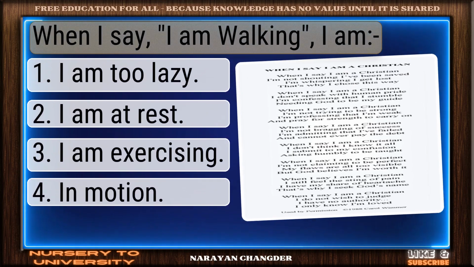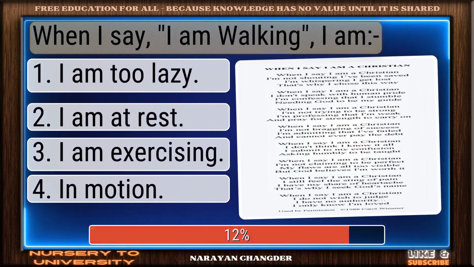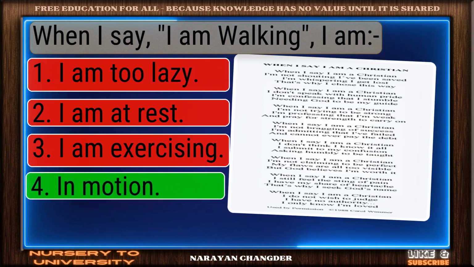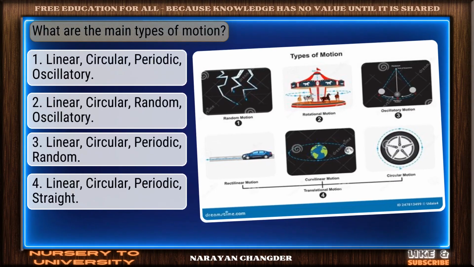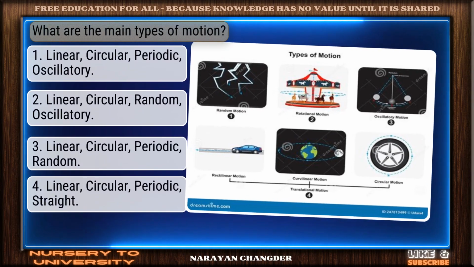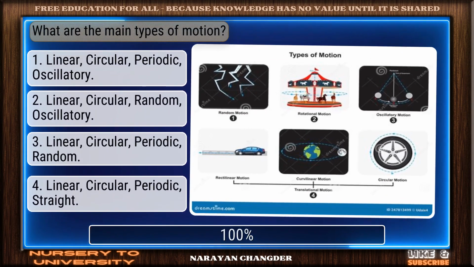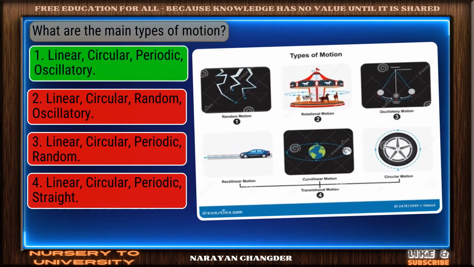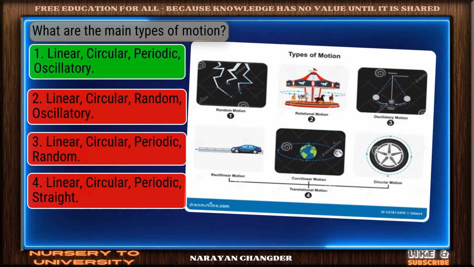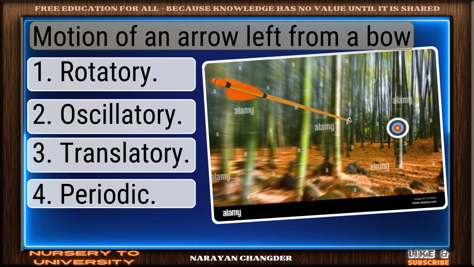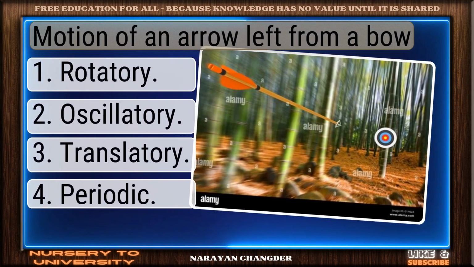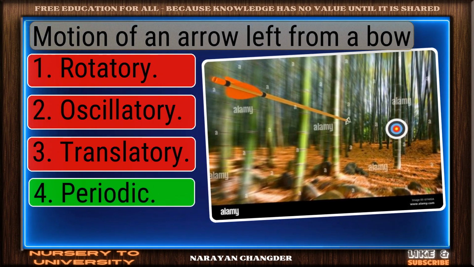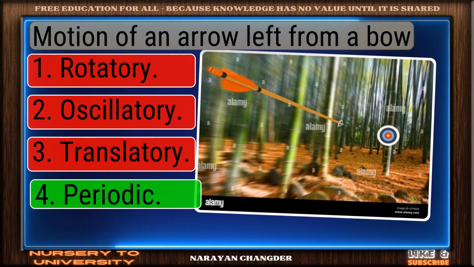Question number 155. When I say I am walking, I am. Nicely done. In motion is a solid answer. Question number 156. What are the main types of motion? Correct response. Linear, circular, periodic, oscillatory is the most accurate answer. Question number 157. Motion of an arrow left from a bow. Nice selection. Periodic is the correct and valid answer.